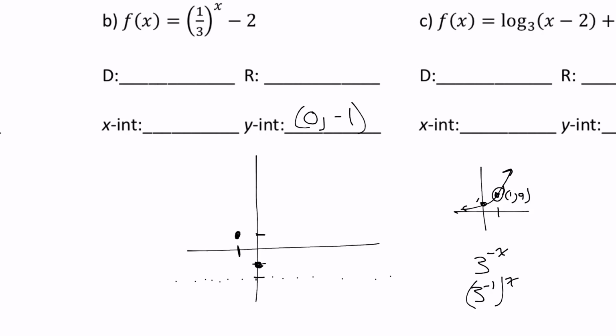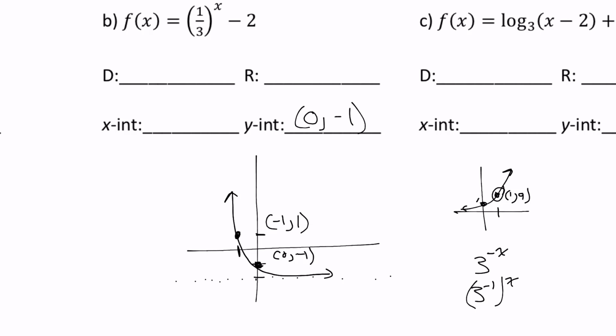So there are my 2 points. I can label them. I've got (0, -1), and now this point was (-1, 1). So nice label, and sketch it in. And we have our exponential function, and it is gorgeous.